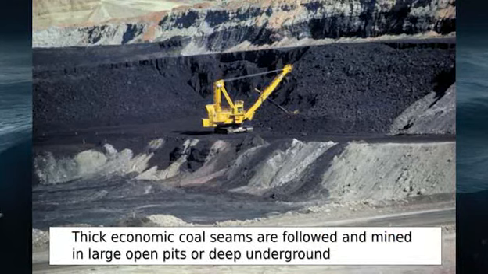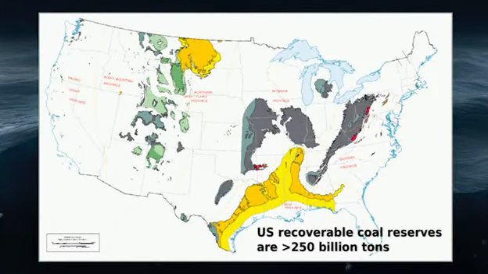And when these coal beds are thick, they're followed some distance and mined, either with open pit mines like this one here with big diggers, or deep underground. And of course, people have been digging coal now for several centuries. In the United States, there's at least 250 billion tonnes of recoverable coal reserves. In fact, the total amount of coal is estimated to be over 7 trillion tonnes. That's a lot of plant material, by the way, and we'll come back to that in a moment.